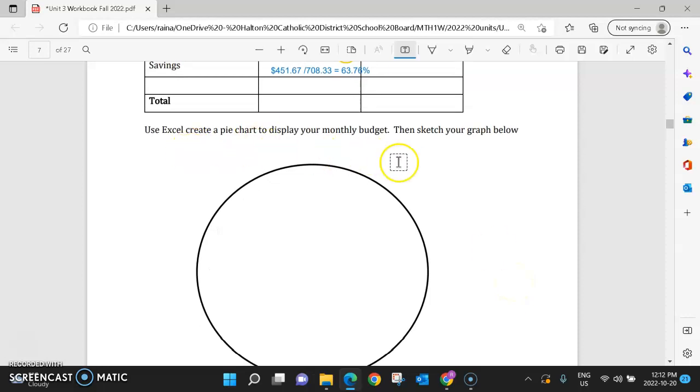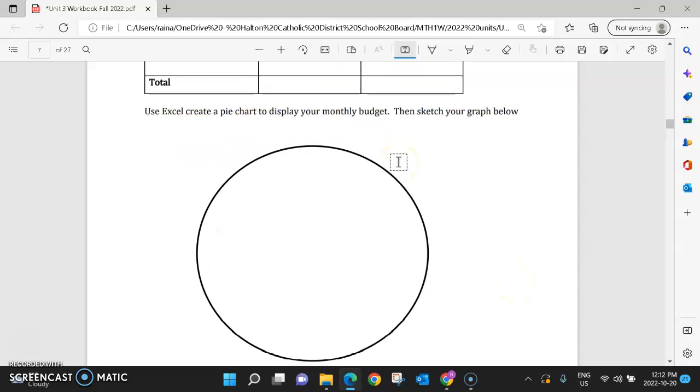How are we going to use Excel to create a pie chart? This I'm going to go over with you on Monday, just because I need to be there, and I'm also going to show you how to do that on Excel.